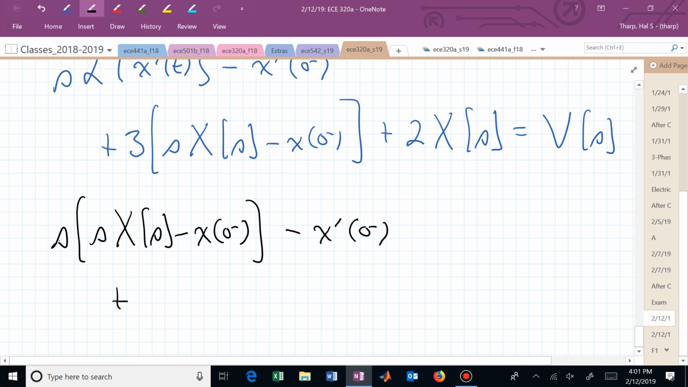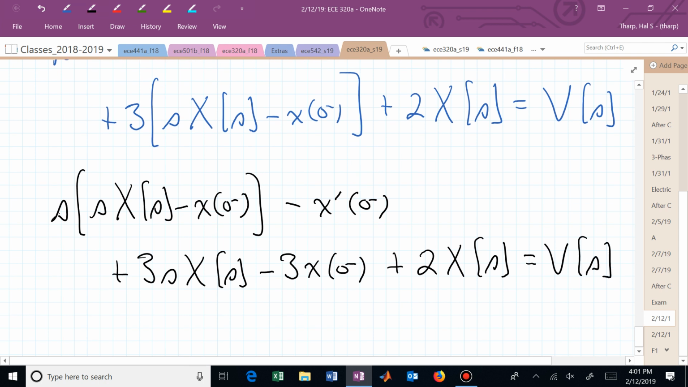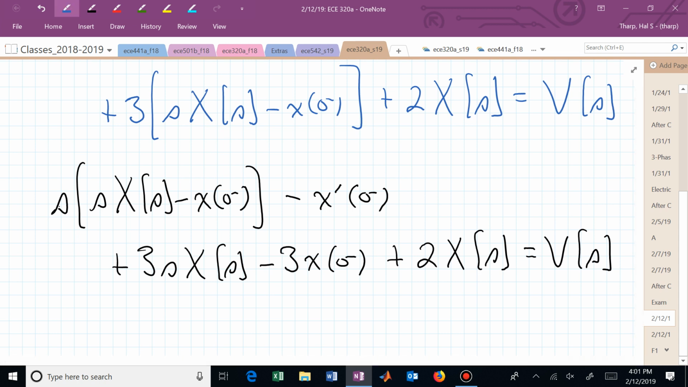And now let me pull some of these pieces apart. We have 3s X of s minus 3x of 0 minus. I'm distributing the 3 across those two terms, plus 2 capital X of s is equal to V of s. And what I want to do now is collect terms. I want to factor out all the terms that contain this capital X of s. I want to factor out all the terms that involve capital V of s. And I will then have terms that contain initial condition pieces.